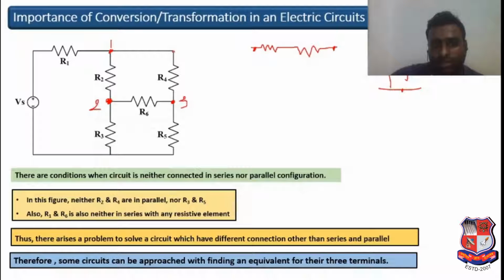Why am I not taking this point? This point is the same as this point. This is just an extended part. So I have taken three terminals, and the equivalent of three terminals can also be found. Let us see how it can be done.